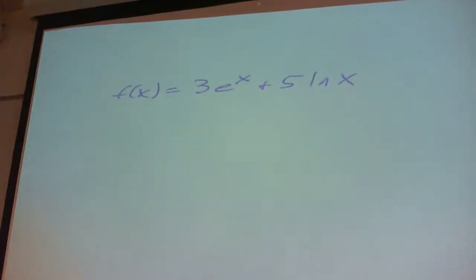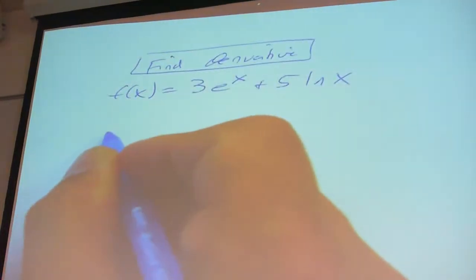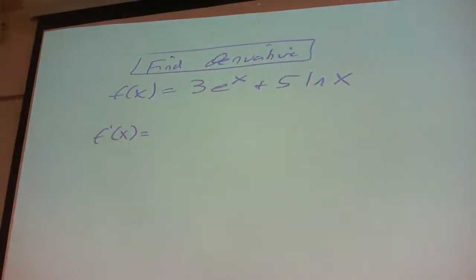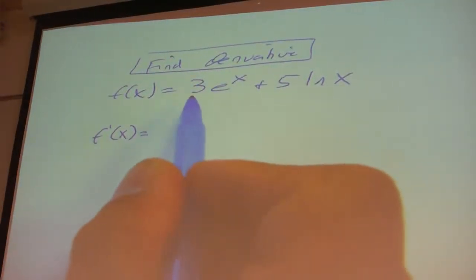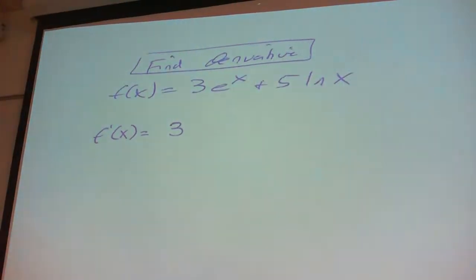Okay? Let's do this one together. If I ask you to find the derivative, let's go nice and slowly. Okay? First of all, when there's a number in front, we leave the number in front. Okay? We did that for derivatives before.